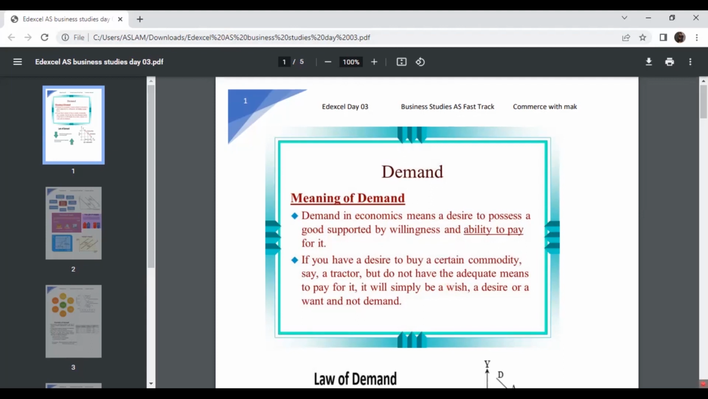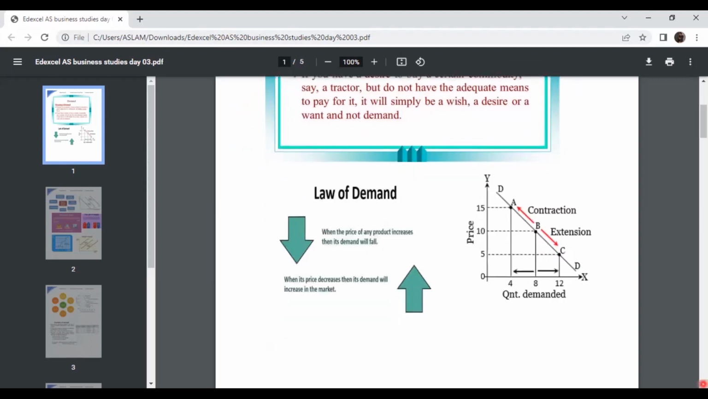On the law of demand, we have learned that when the price goes up, the demand goes down, and when the demand goes up, the price goes down. This is the basic rule of law of demand. When the price of any product increases, then its demand will fall. When a price decreases, there is demand increase in the market.